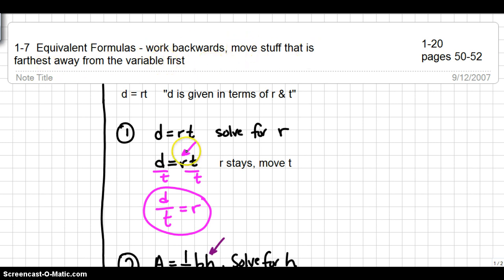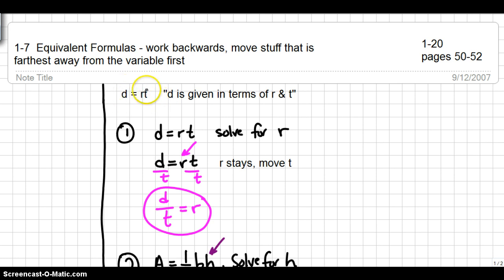I usually indicate the variable that we're going to be working with with an arrow to kind of anchor it in place, and then everything else needs to move away. One of the other things that happens in the lesson is the book starts to incorporate a particular kind of language about how equations are organized. So in this particular example of d equals rt, we would say that the variable d is given in terms of the variables r and t.